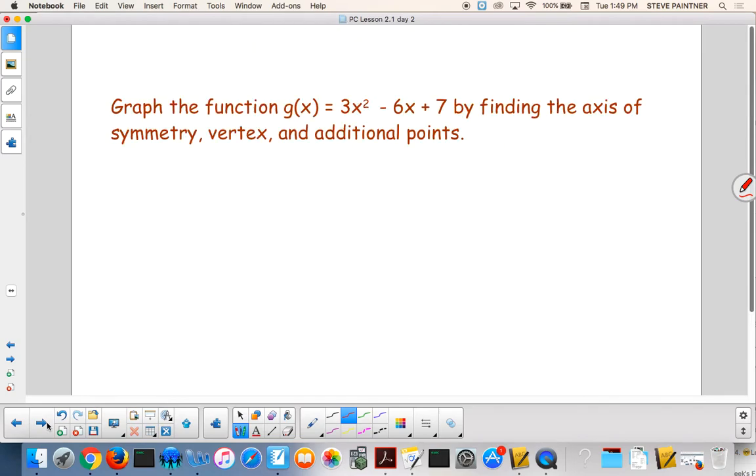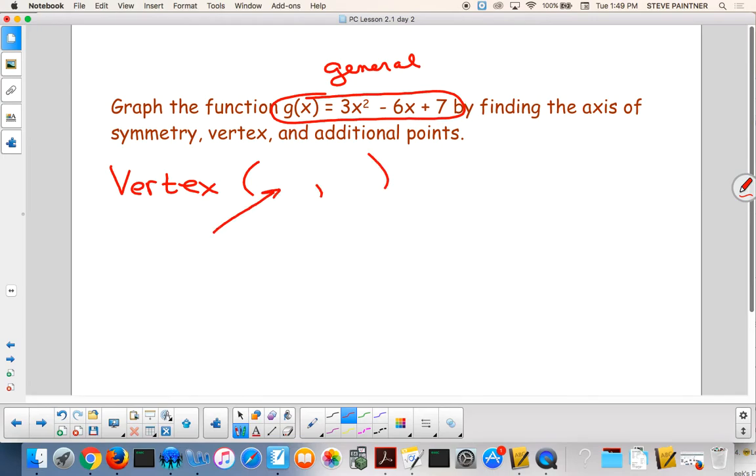Okay. Here we go. The next slide says, graph that function. Right here. And because it's in general form, use what to find the vertex? How do you get that number? Negative b over 2a. Okay? Try to get it right now, without my help. Try to get that x value.